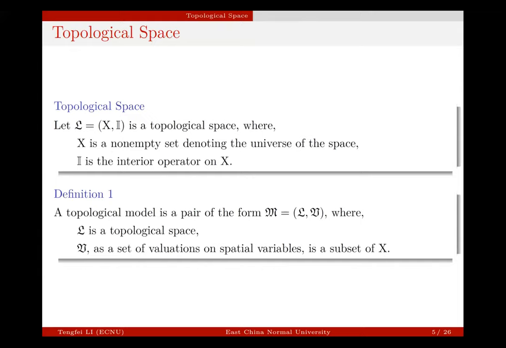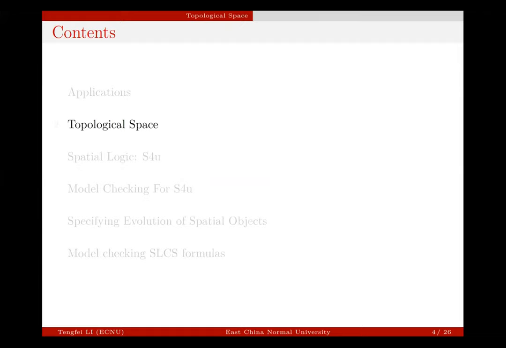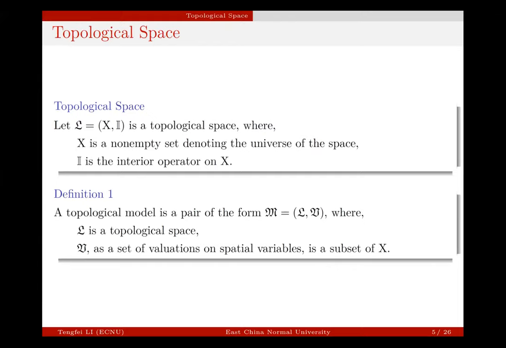Maybe everybody knows model checking, right? Model checking means that we have a model and we have properties. We check whether the model satisfies the properties. Now I will give the model. At first, I give the topological space. A topological space is defined with a set X of spatial points, where the set can be points, regions, and also we define the grid. Another is the interior operator, which is on the set.